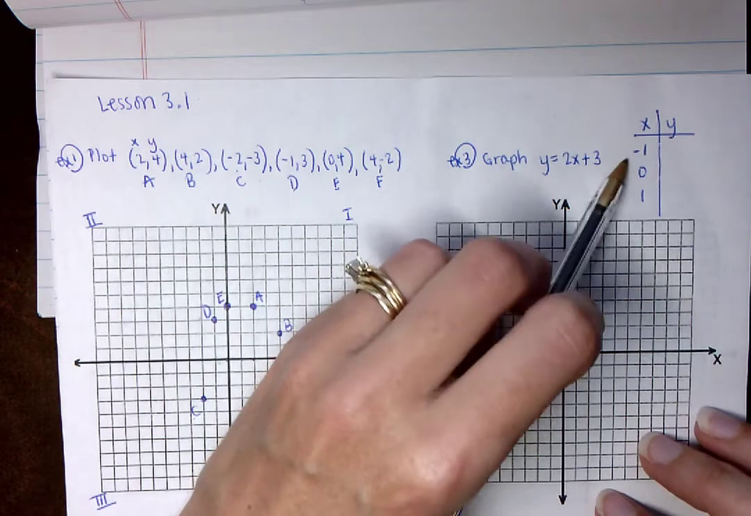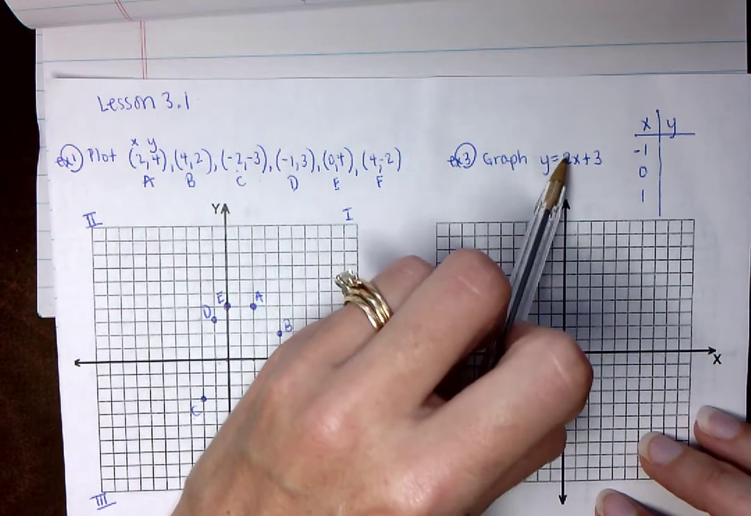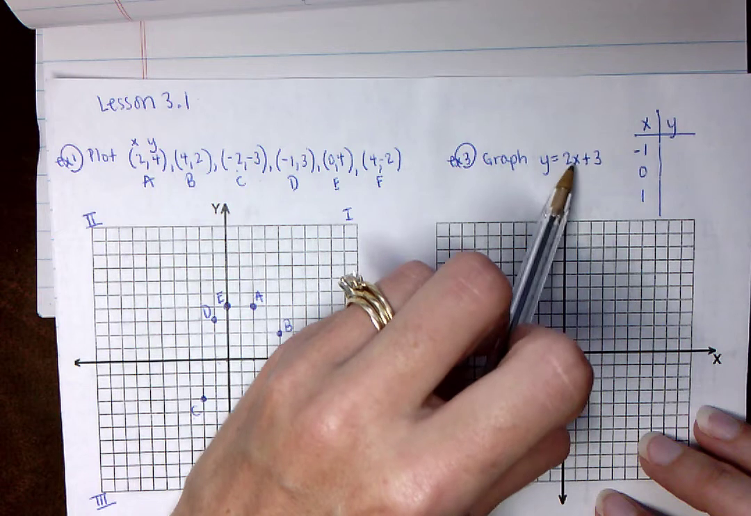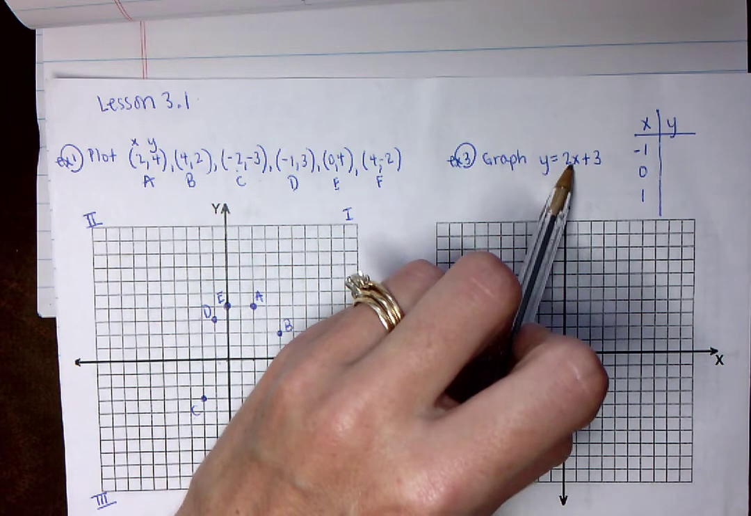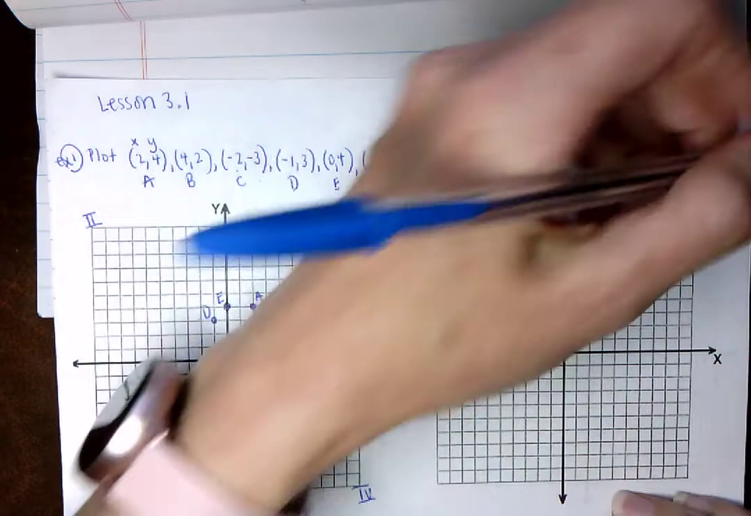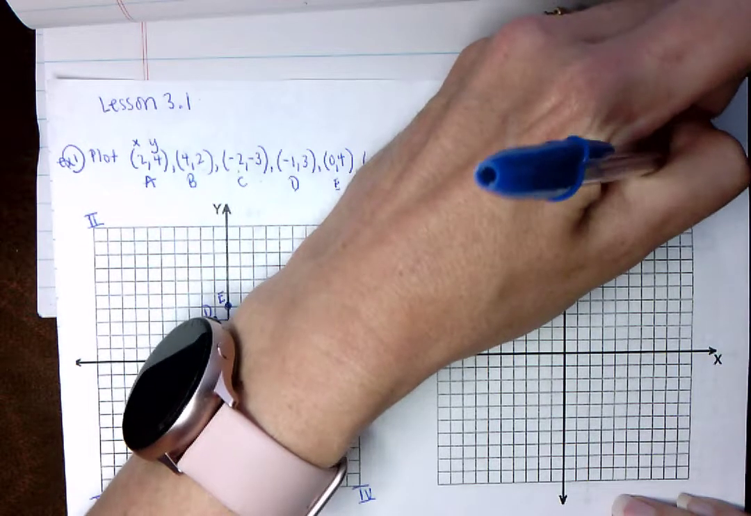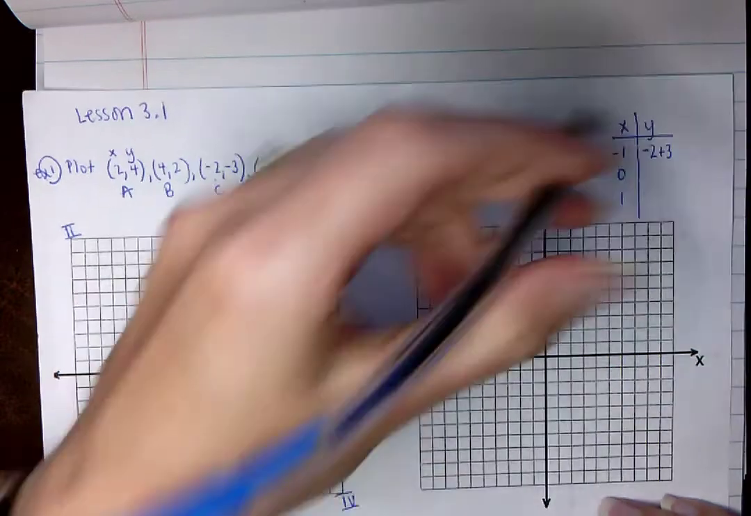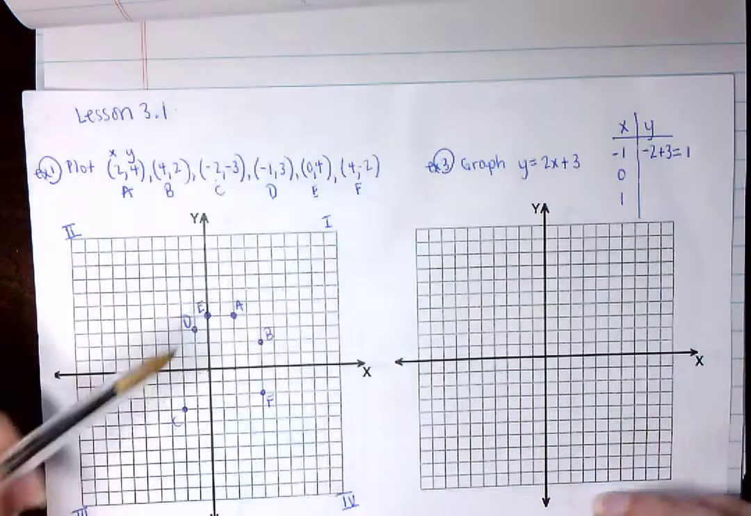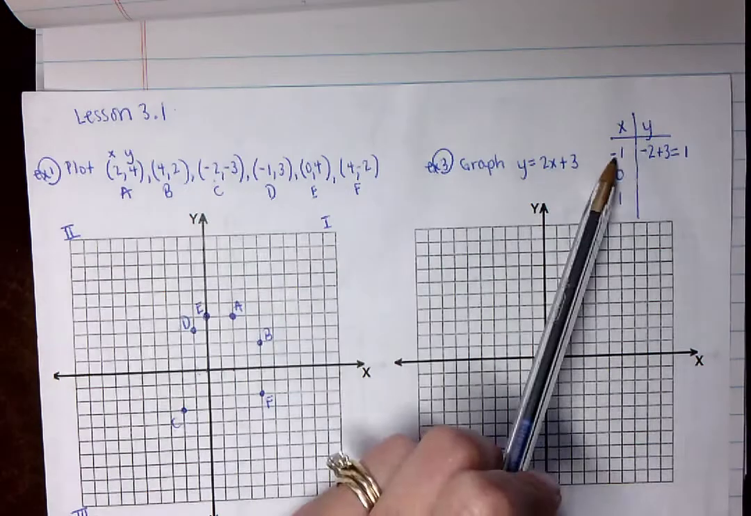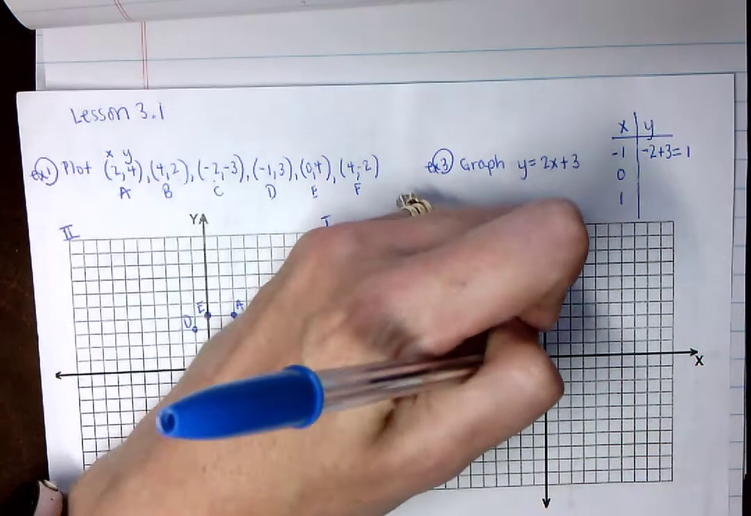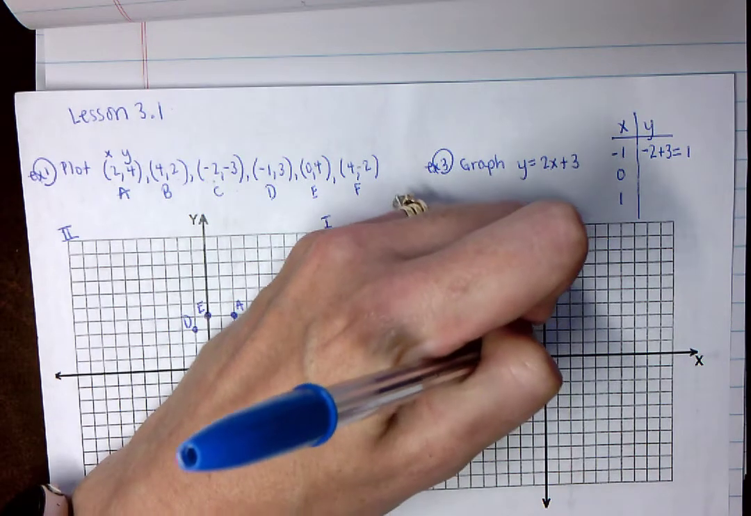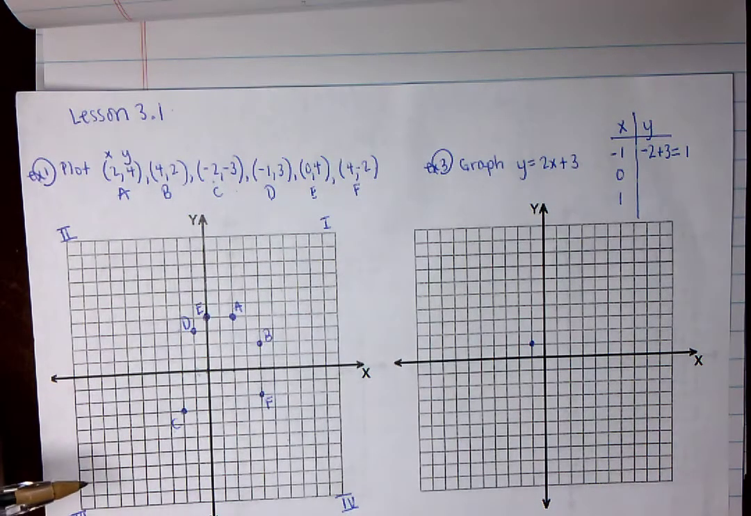So if we plug in a -1, that would be 2 times -1. 2 times -1 is -2. -2 plus 3, okay, and if you want to write part of that, -2 plus 3 over here, you can say that's equal to 1. So our first point is -1, 1, okay? So that's going to be here, -1, 1. So we'll just plot that, okay?